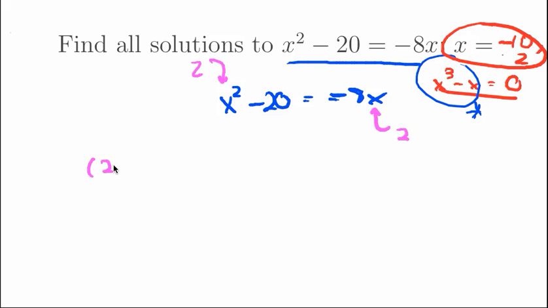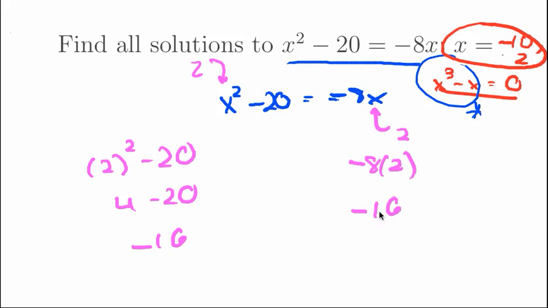Okay, so let's do that. On the left side, I get 2 squared minus 20. That's 4 minus 20, and that's negative 16. On the right side, I get negative 8 times 2, and of course that's equal to negative 16. Now these two things are equal, and that's exactly what I want. What that proves to me is that x equals 2 really is a solution. And you can do the same thing for negative 10 and come up with the same result. So those two numbers, 2 and negative 10, are solutions, and they are the only two solutions to this equation, because those are the only things that arose out of the algebra that we did correctly.